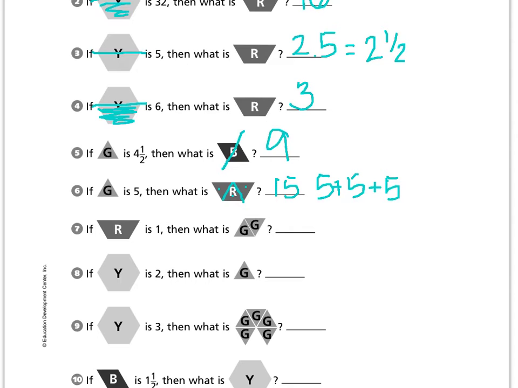Now, if r is 1, then what's g with 2 g's? So I need to divide it up so I have triangles. And I know that it's 1/3 plus 1/3 plus 1/3. And I know that I only need 2 1/3s. So I know that 1/3 plus 1/3 is 2/3.